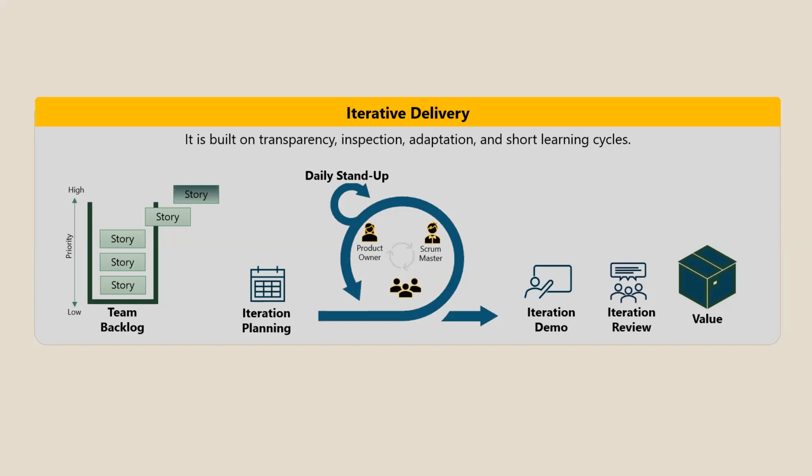So finally, the value is delivered, right? So this is end-to-end Scrum. As you can see, there are certain differences. The team backlog, iteration planning, these are the differences from the traditional Scrum to that of SAFe.